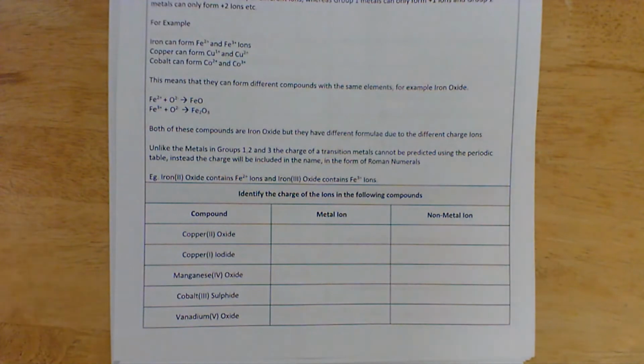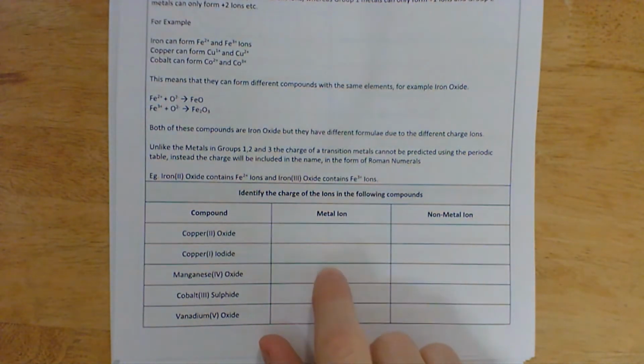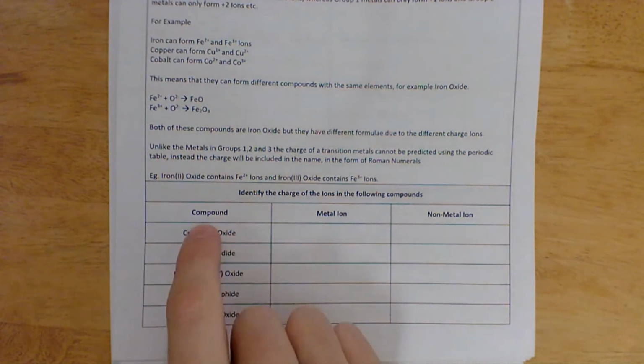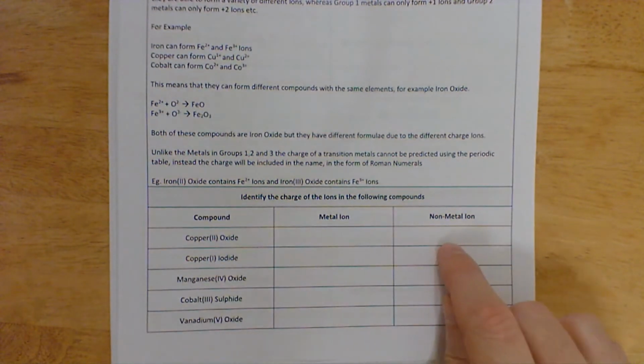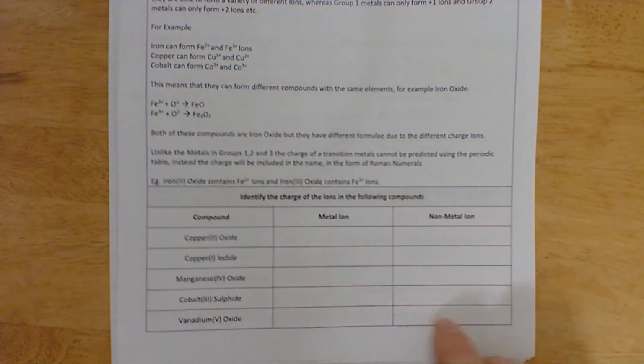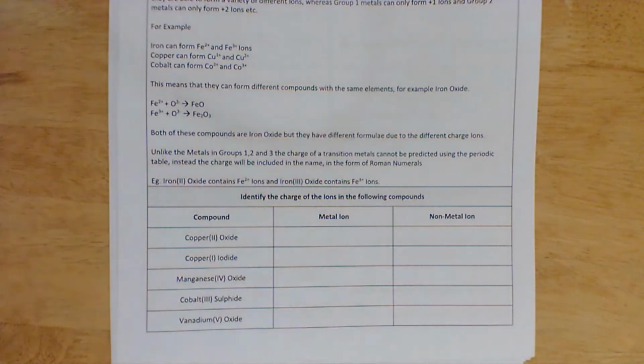So what I'd like you to do is to write down the formula and the charge of the metal in each of these compounds, and the formula and the charge of the non-metals in each of these compounds.